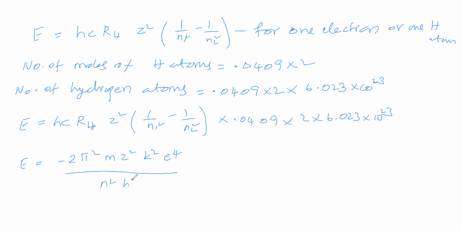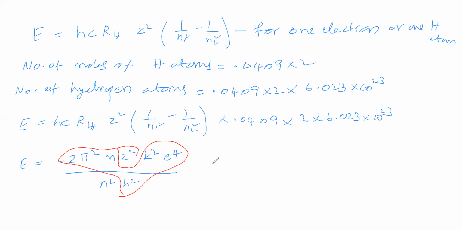N square h square. Okay. Now in this, what is Rydberg's constant? Rydberg's formula is what, that we will see. This Z square will not come. This is what, means the Rydberg's constant. Okay, 2 pi square m k square e power 4 by h square is called the Rydberg's constant.